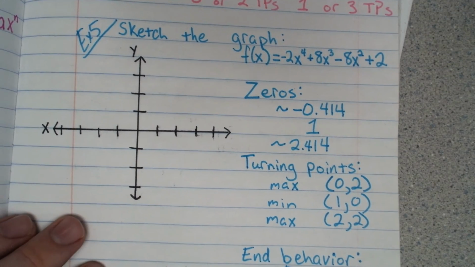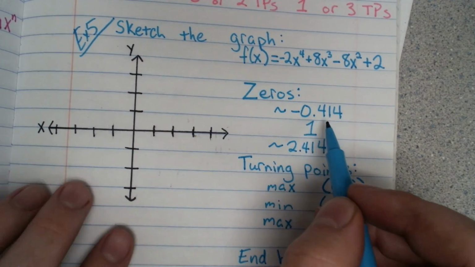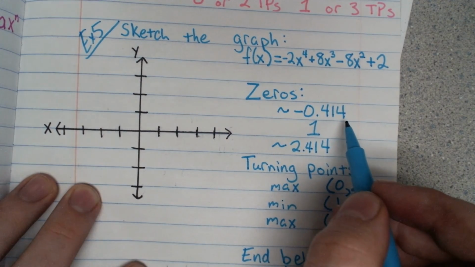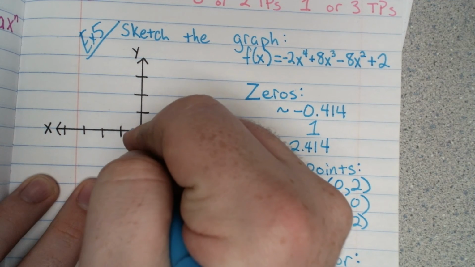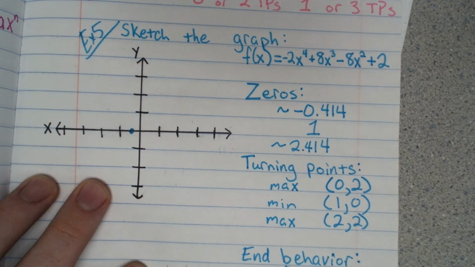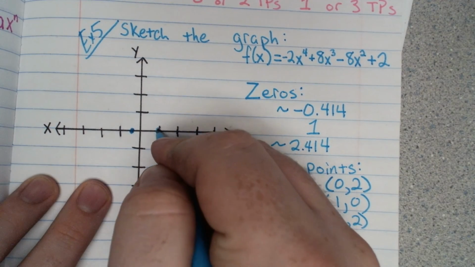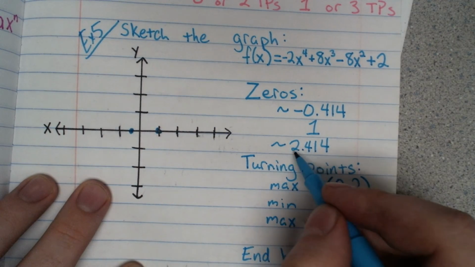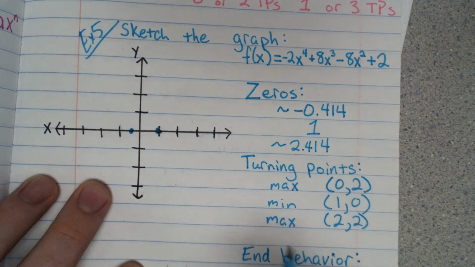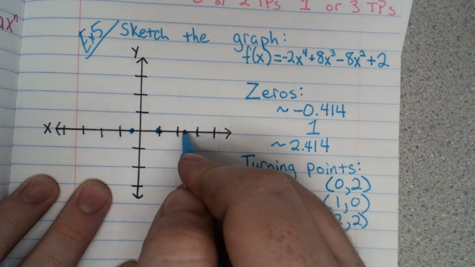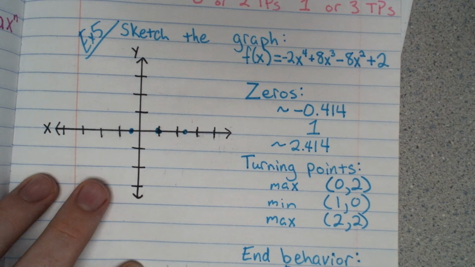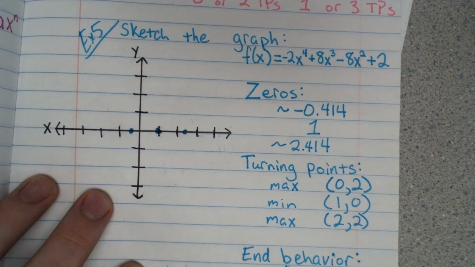So we have a 0 at about negative 0.414. So that's almost negative 1/2, not quite there. We have a 0 at exactly 1, and a 0 at 2.414 thereabouts. So a little less than 2.5. So all of those are points on my graph.